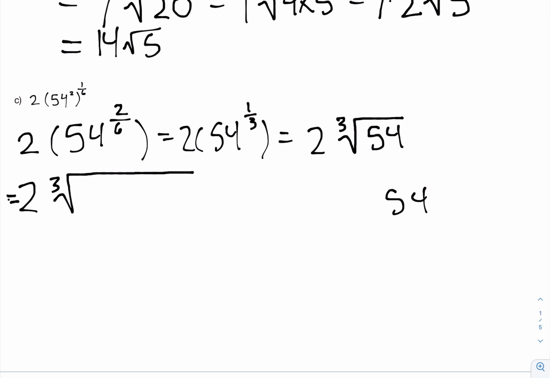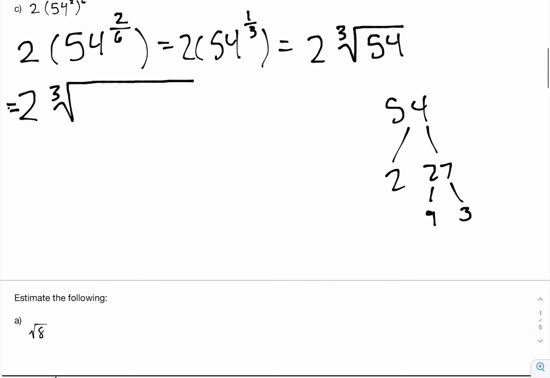So 54, that's 2 times, what, 27, and then 27 can be broken up into 9 and 3, and then 3 can be broken up into 3 and 3. So 54 is the same as 2 times 3 times 3 times 3, right? 2 times 3 is 6, times 3 is 18, times 3 is 54.